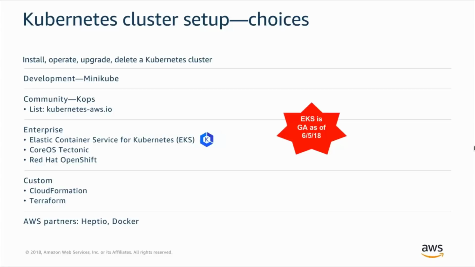Plus there are capabilities provided either by the same tooling like Kops, Tectonic, or OpenShift. They give you the flexibility to work with tools like CloudFormation as well as Terraform so that you can manage your Kubernetes environment using these tools.